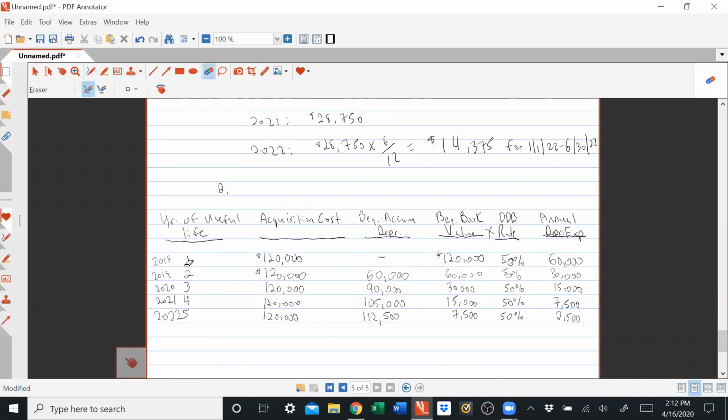So in 2018, that's year 1 of the asset's useful life. But again, we got the asset on July 1st, 2018. So this 60,000 is the right amount if we had got the asset January 1st, 2018. But half of that is the right amount for half of the year. So we would actually multiply this by 6 over 12 to get to 30,000.